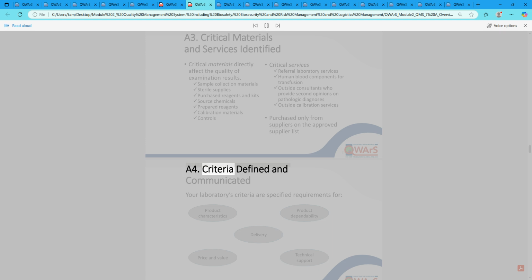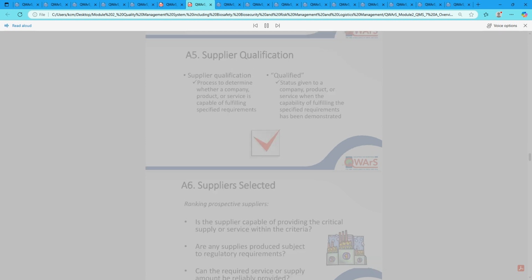4. Criteria defined and communicated. Your laboratory's criteria are specified requirements for product characteristics, product dependability, delivery, price and value, and technical support. 5. Supplier qualification.